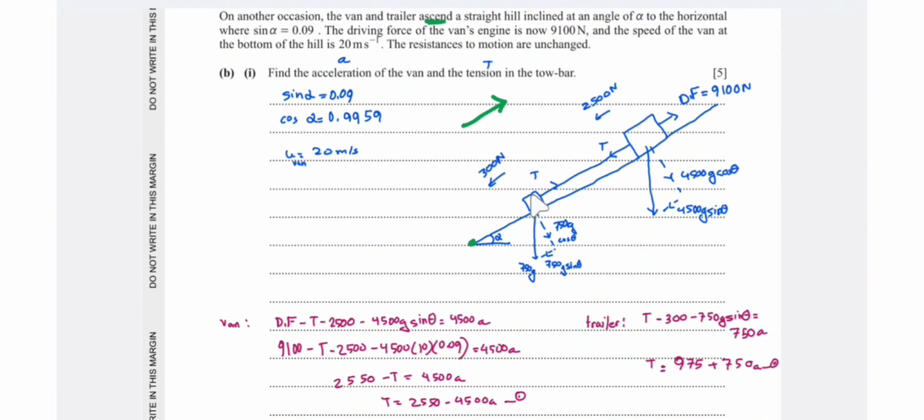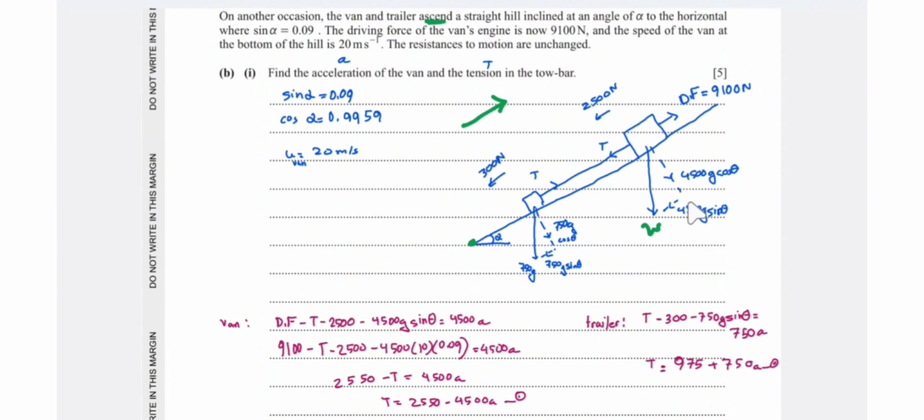Since the tension force acts away from the point of observation, if you consider the trailer as the point of observation, the tension force is acting away from this point, and if you consider the van as the point of observation, the tension force is also acting away from this point. So we break the forces into components, and the weight is acting vertically downward. So the weight of the van is 4500 g, where 4500 is the mass and g is acting vertically downward.